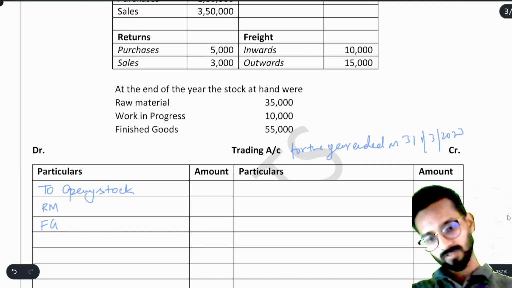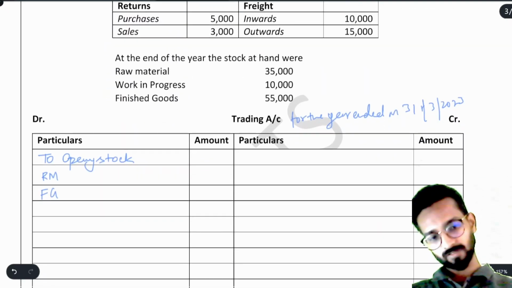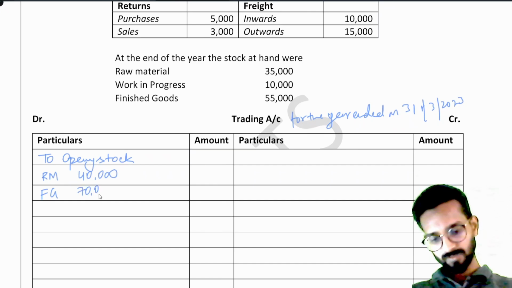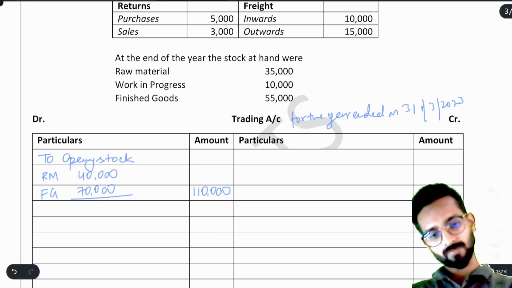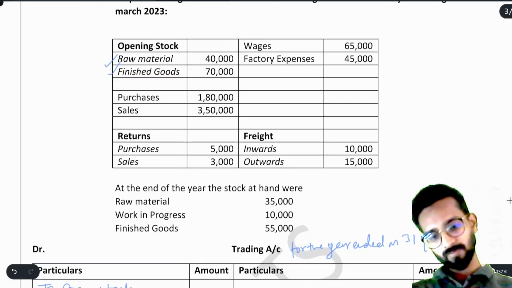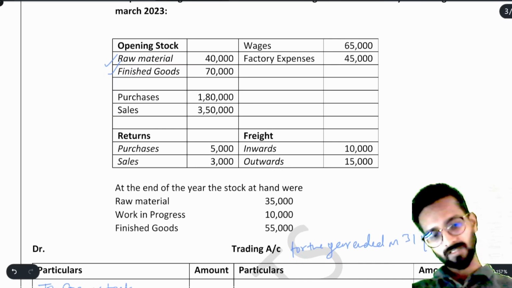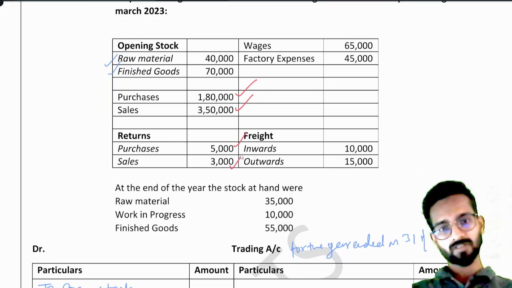How much is it? 40 and 70. 40,000, 70,000. Total is 1,10,000. Simple. Then purchases is 1,80,000. See, purchase is 1,80,000. Purchase return is 5,000. Sales 3,50,000. Sales return is 3,000. Okay.